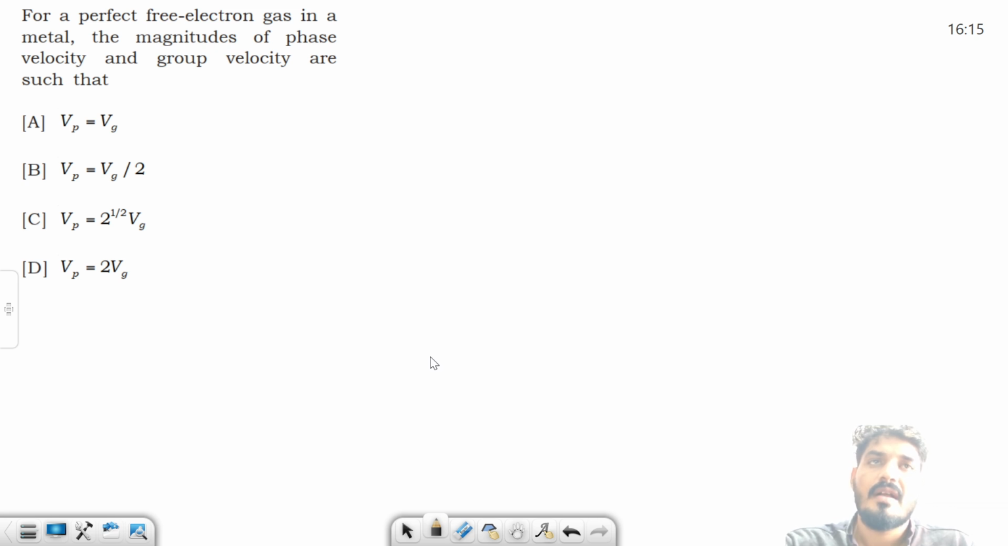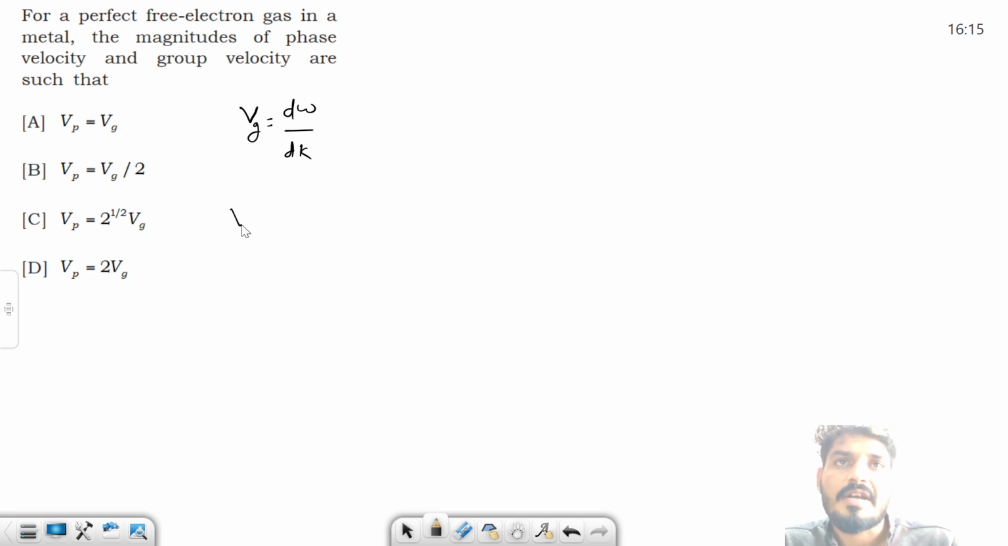Okay, this is also a simple question. For a perfect free electron gas in a metal, the magnitude of phase velocity and group velocity are such that. So what we have to do, we have to find out the relation between phase velocity and group velocity for a free electron. So see what we will do. One thing we know, what is group velocity Vg? d omega by dk. And what is phase velocity Vp? Omega by k. This we already know.